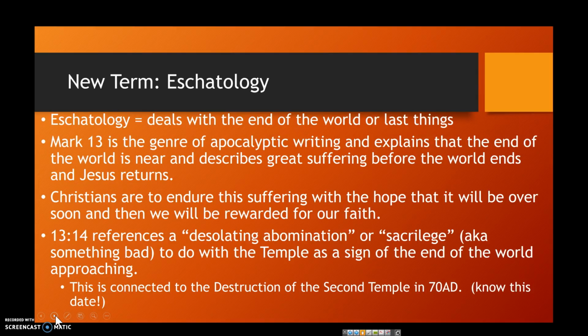Christians are to endure this suffering with the hope that it will be over soon and that we will then be rewarded for our faith. There's actually a reference here to a desolating abomination or sacrilege, which gets connected to the destruction of the Second Temple in 70 AD, which would be a date to know.